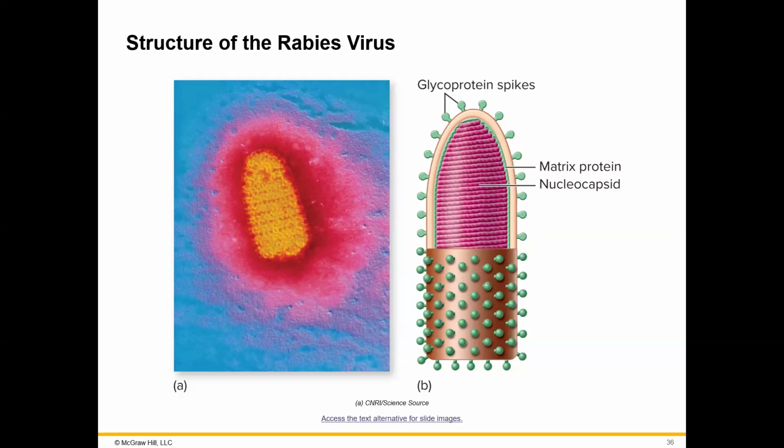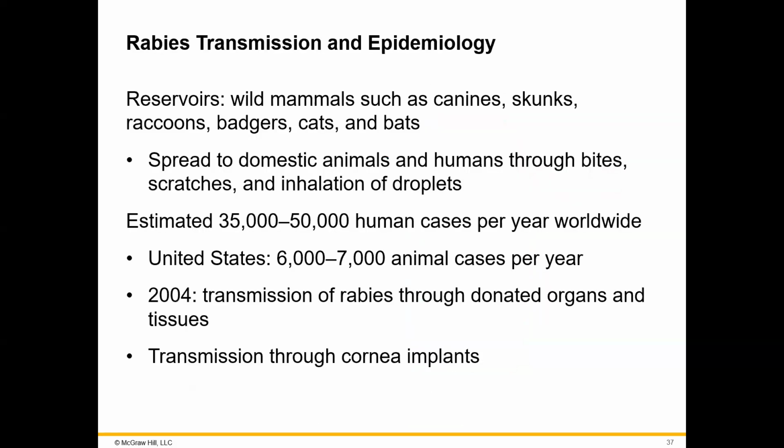So rabies, we have a bullet-shaped virus. It has an envelope. So we've got glycoproteins on the outside of the envelope, and on the inside we have a helical capsid with the nucleic acid all wound up inside of it. That's the structure of the virus.